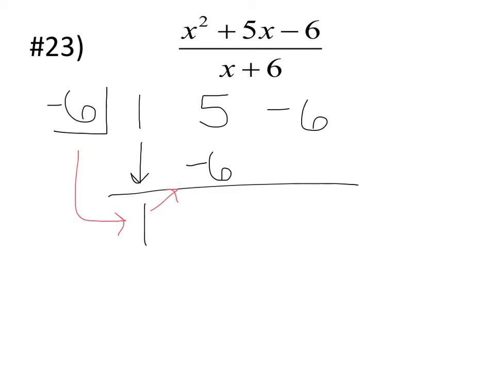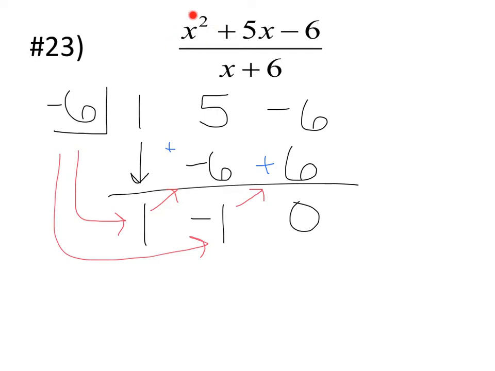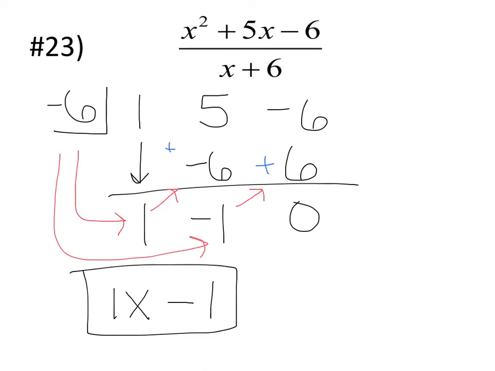And then technically you're adding these together. However, if you want to look at it as subtracting, that's fine. 5 minus 6 is negative 1. And then multiply again. Negative 6 times negative 1 is positive 6. That goes here. And then you add. Negative 6 plus 6 is 0. So again, we have a remainder of 0. We started with x squared, so we're going to start with just x. So it's 1x minus, because it's negative 1 here, 1. And so it's 1x minus 1, which of course we could just write x minus 1.